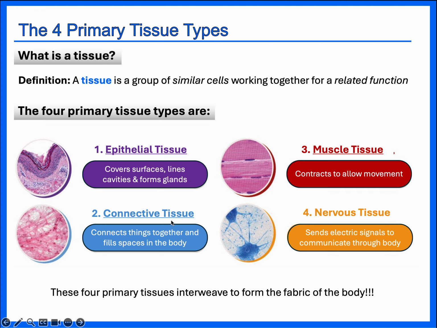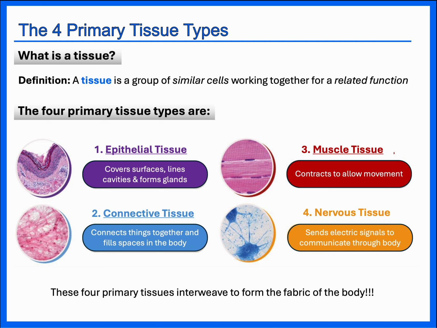Connective tissue is a bit the garbage can of all the tissues. When we don't know where to place something somewhere, then we put it in connective tissue. And so connective tissue connects things together and fills up space in the body. I like to think of it like the super glue of the body. It's what holds things together, right?